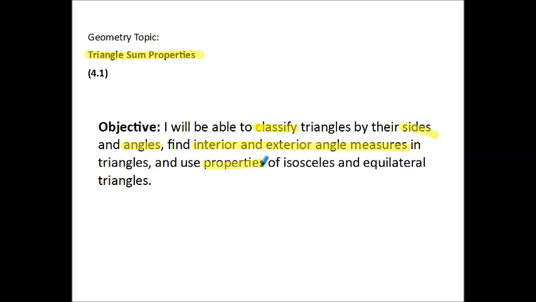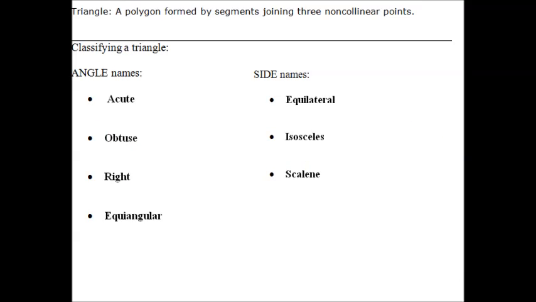First of all, let's review some crucial vocabulary. A triangle is a polygon formed by segments joining three non-collinear points. Phew, that was a lot of vocabulary. Non-collinear points, remember from when we had that word in the previous unit, just means that we have 3 points that are not on the same line. Because think about it, if those 3 points are on the same line, then all we get is a line.